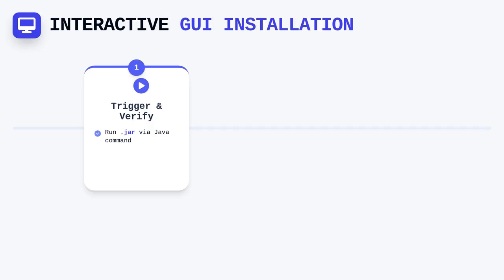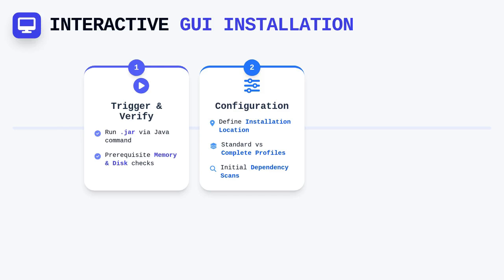The interactive graphical user interface mode is the most common starting point for administrators who are performing a fresh installation or verifying the installation workflow on a new development server. By running the jar file using the Java command, you trigger the installer's engine, which performs a series of prerequisite checks against your system's memory and disk space before presenting the welcome screen. The GUI provides a guided path through the selection of the installation location, the choice of standard versus complete installation profiles, and the initial dependency scans.